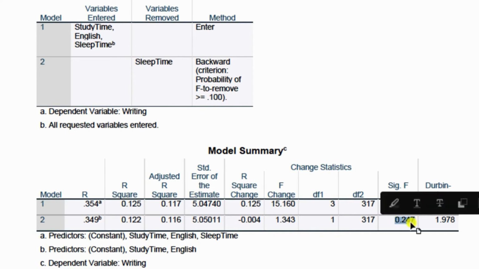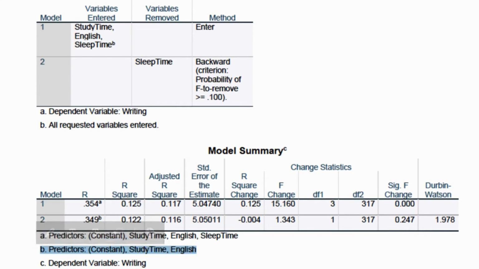sleep time, the p-value for this change statistics was 0.247, which is greater than 0.05, which indicates that when we remove sleep time, we didn't significantly impact the change in r squared. However, if we tried removing study time or English score, that's the pseudo model that's not included in the output. If we tried removing either one of those variables, the change in f would have been significant. Therefore, we would have needed to put that variable back into the regression equation. So that's why we ended up with a regression equation with just study time and English time.